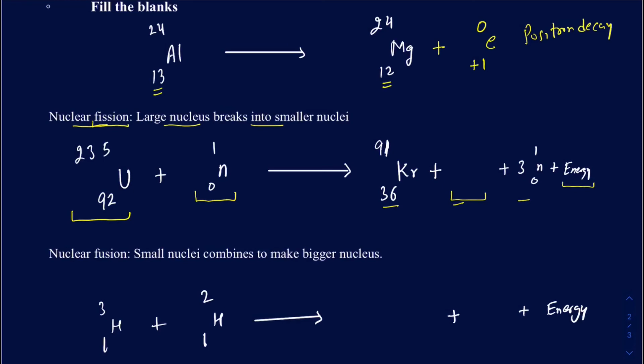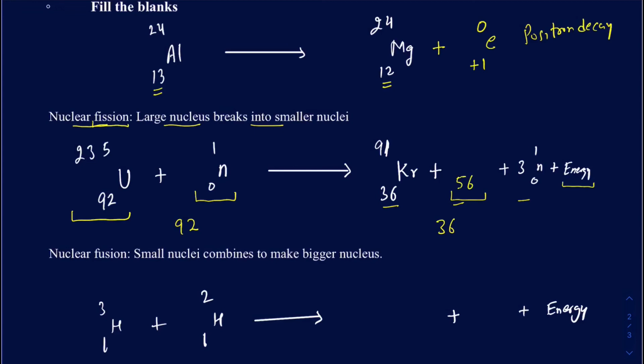So your atomic number here is going to be a total of 92 on the reactant side, and let's see what atomic number we got on the product side. We're going to have just 36 here because the neutrons don't really have an atomic number. So when you subtract 92 minus 36, we get 56, so it's going to be 56 here.